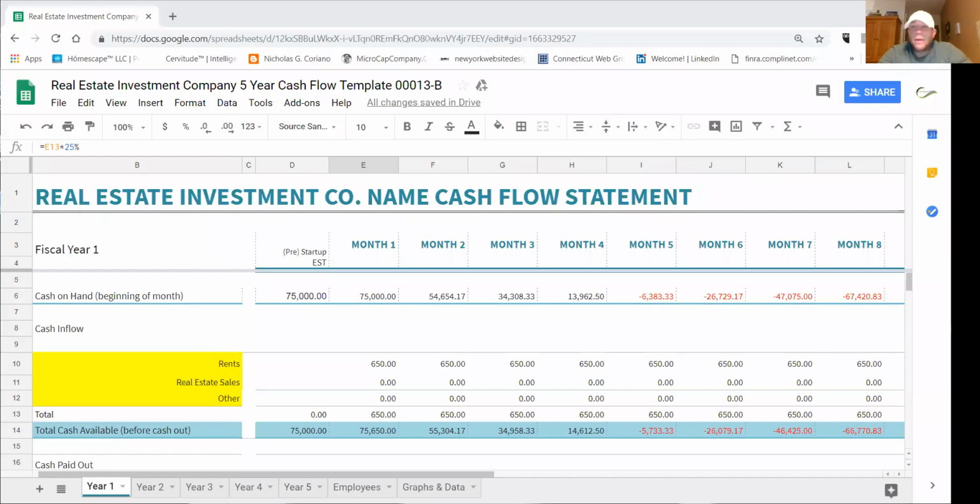Okay, world, I am back and I wanted to show you guys how to project a real estate investment. So a simple real estate investment. I'm closing a real estate investment and I need to do a cash flow anyway, so I figured I'd show you guys.